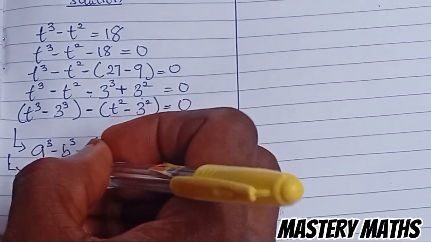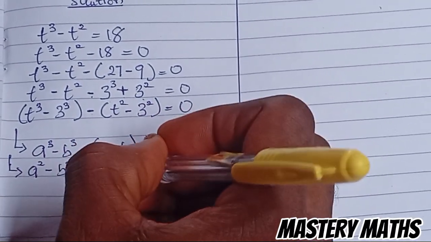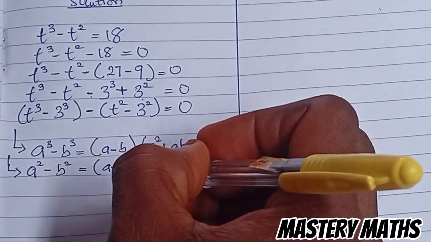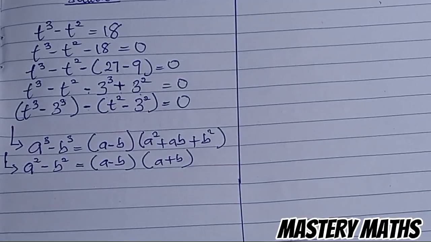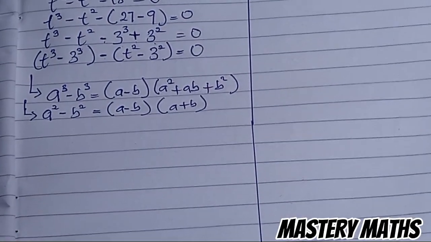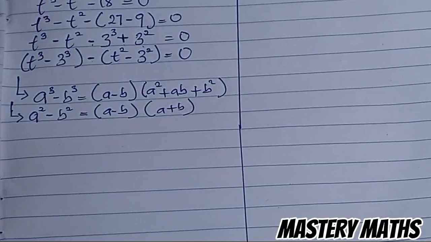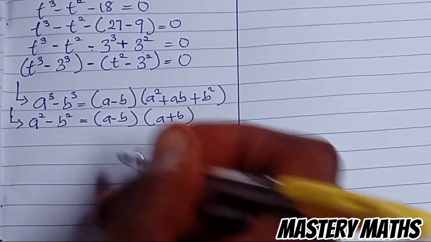We have a squared minus b squared, which will give us (a minus b)(a plus b). Set it out. Now what should be the next thing? Now let's fix in the values we have. Let's fix in the values.